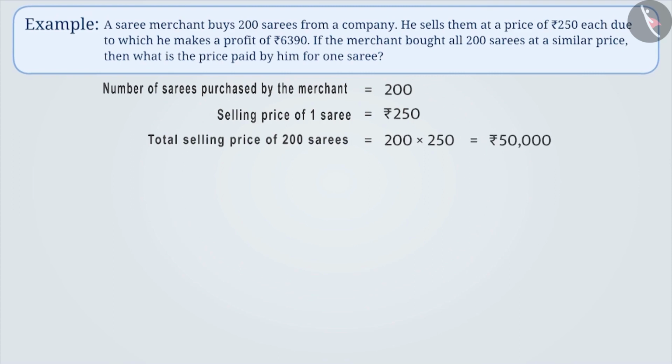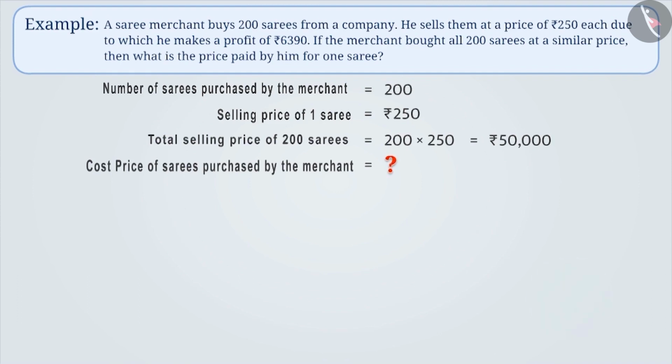It is given in the example that on selling 200 saris, the merchant made a profit of rupees 6,390. What we need to find out is the price paid by the merchant while purchasing the saris. That means we need to calculate the cost price of saris purchased by the merchant. Just think of how we're going to do this.